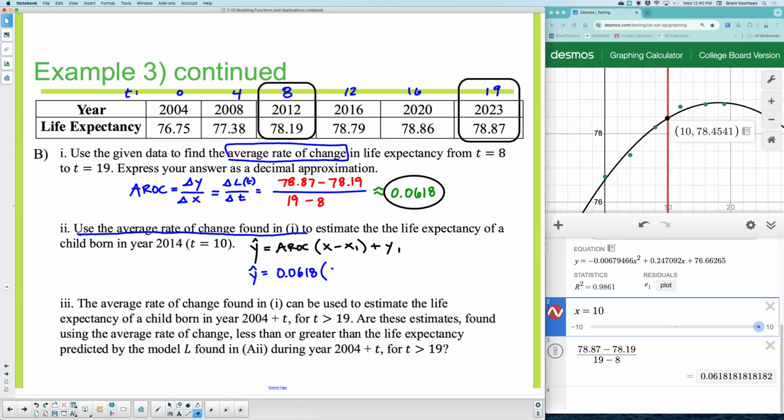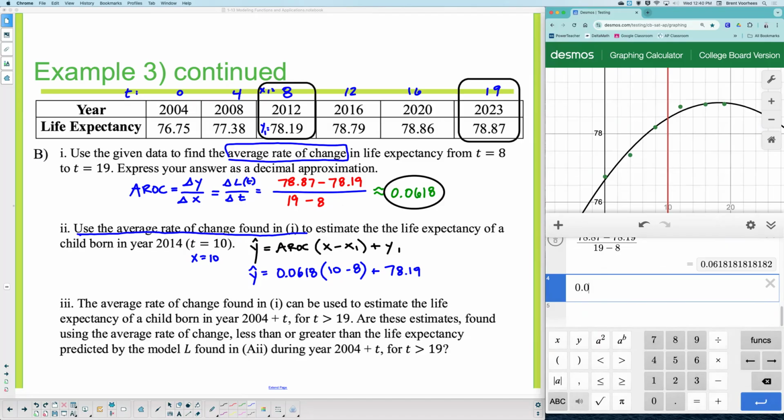Times, now they gave us this value right here. This is our X. X is 10. I can put that in there. And now you plug in a point. I'm going to call this X1, and I'm going to call this Y1. Is everybody seeing where I'm getting these values? The first point they gave us. So it would be X minus X1 because X is a liar. That's why I'm subtracting the 8. It says positive 8, I'm putting in negative 8. Plus the Y value, which is a truth teller, 78.19. I'm going to type that in the calculator and see what I get.